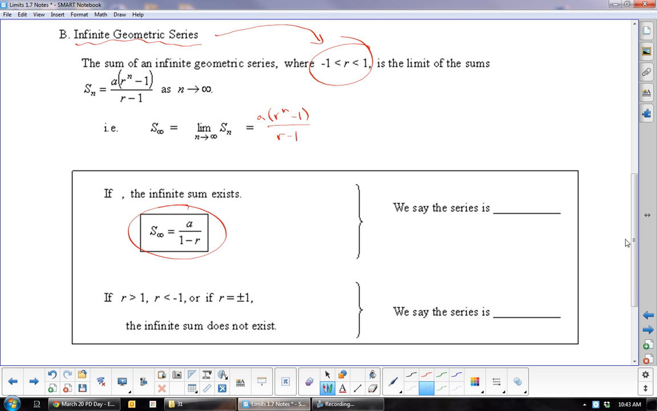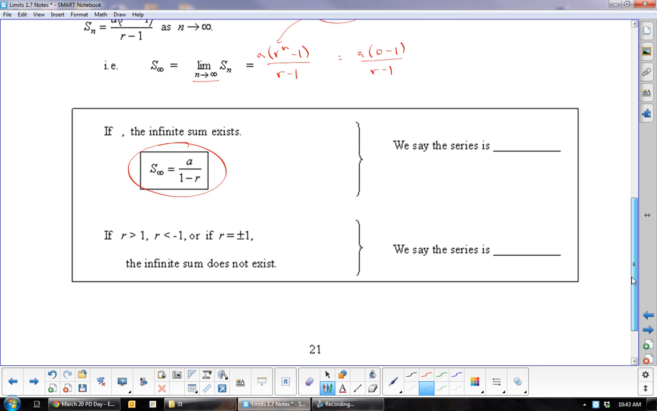So now remember, this is a limit as n goes to infinity. Now if r is between 1 and negative 1, r to the infinity would equal what? We had it on our quiz today, 3/5 to the n. It does equal 0. So this would be a times 0 minus 1 all over r minus 1. So you need to know yesterday's limit or today's quiz limit to be able to understand that. Then that's just negative a over r minus 1.